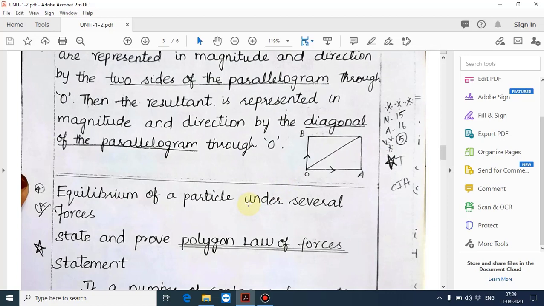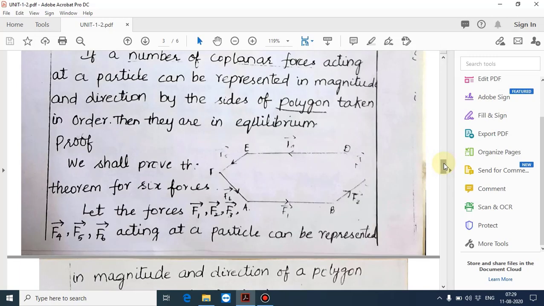Next, the theorem: equilibrium of a particle under several forces. Now we have to prove the theorem. State and prove polygon law of forces. You see the statement: if a number of coplanar forces acting on a particle can be represented in magnitude and direction by the sides of a polygon taken in order, then they are in equilibrium.